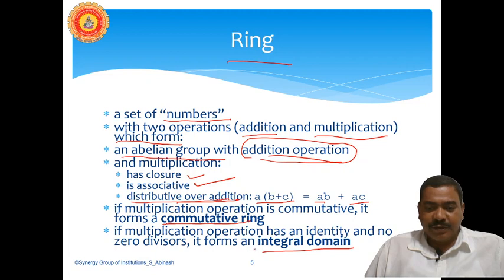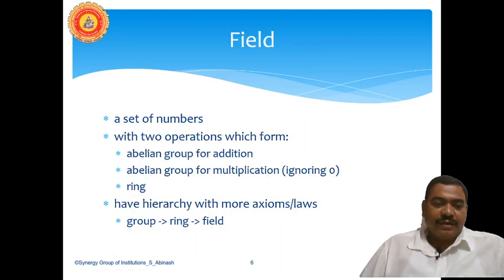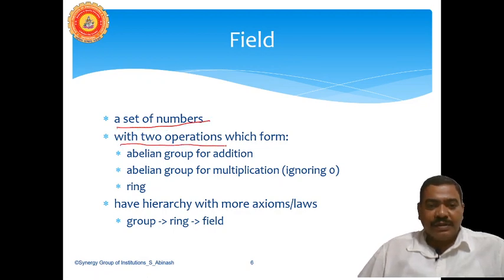So, what is an integral domain? It is when the multiplication operation in a commutative ring has an identity and no zero divisors. Then a field: a set of numbers with two operations which form an abelian group for addition and an abelian group for multiplication. There is a hierarchy with more axioms or laws, that of group, ring and field.